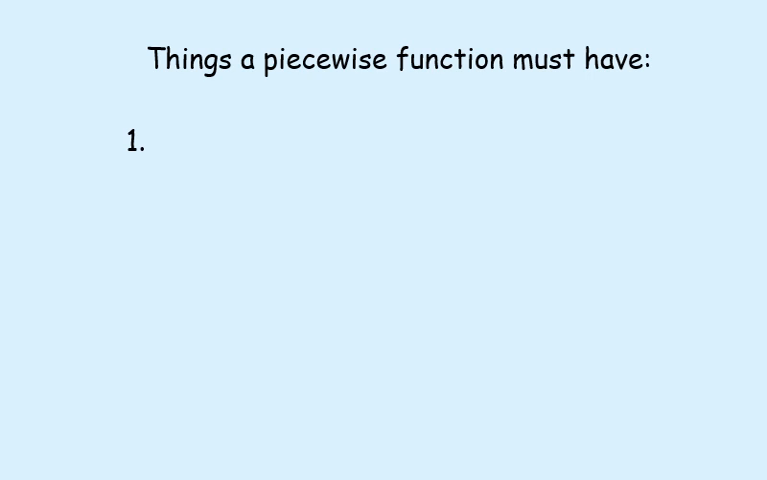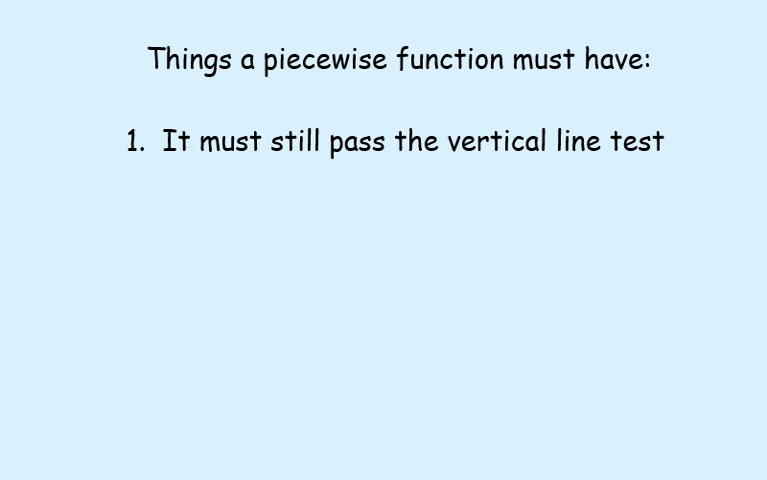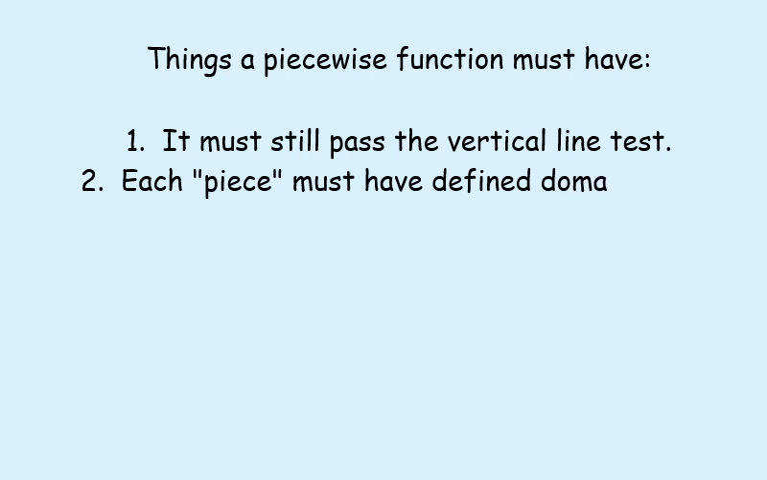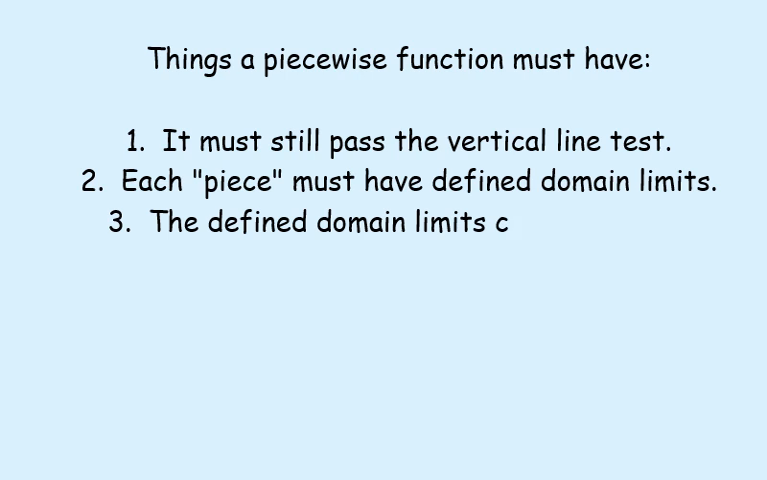So things a piecewise function must have. Number 1, it still must pass the vertical line test. Number 2, each piece must have a defined domain. And number 3, the defined domain limits cannot overlap.